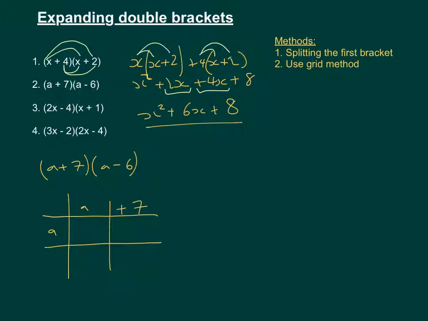Then when we multiply them together, we get a squared and then plus 7a. A times minus 6 is minus 6a, and minus 6 times 7 is minus 42. And then again we're going to collect the like terms. The two like terms here are the a terms. So minus 6a plus 7a is going to give us just 1a. So we'll be left with a squared plus a minus 42.